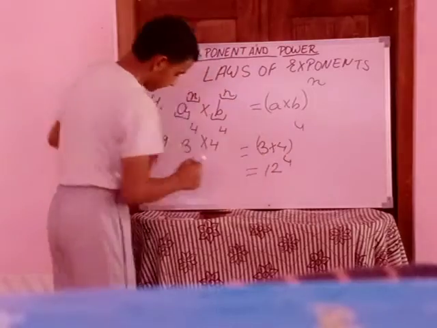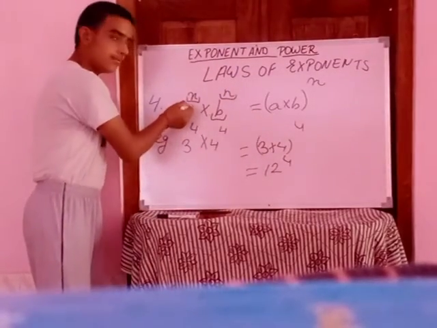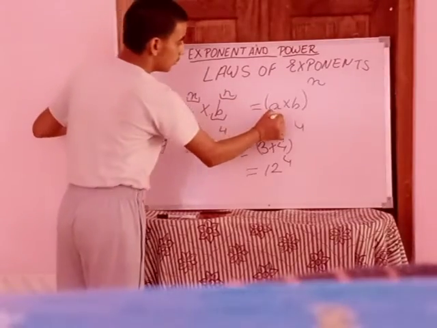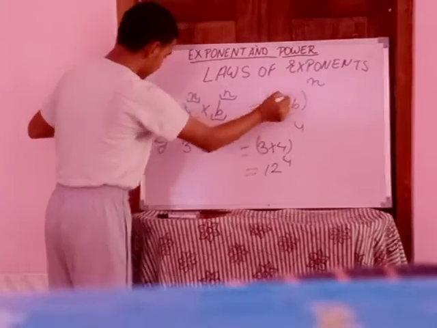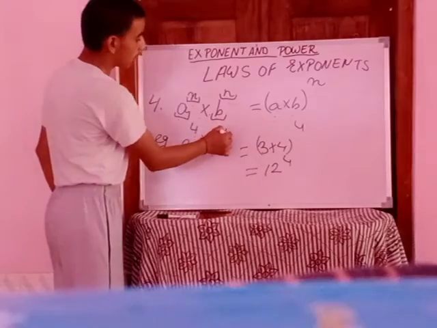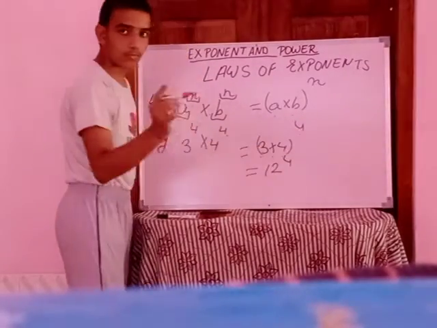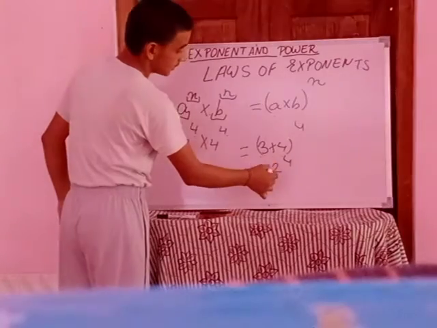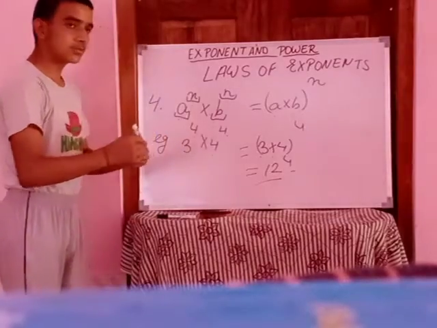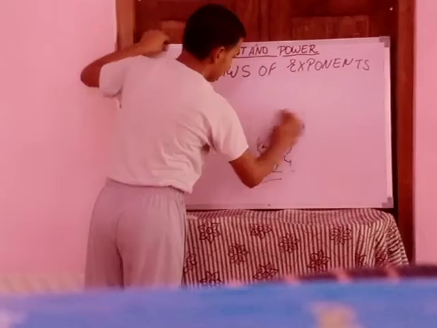Now, the fourth law is a raised to the power n into b raised to the power n. It can be expressed as a into b whole raised to the power n. For example, 3 raised to the power 4 into 4 raised to the power 4 can also be written as 3 into 4 whole raised to the power 4, which is 12 raised to the power 4. Now let's move to our next property, law number 5.